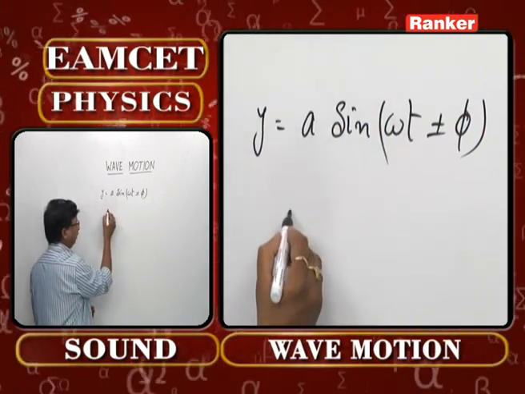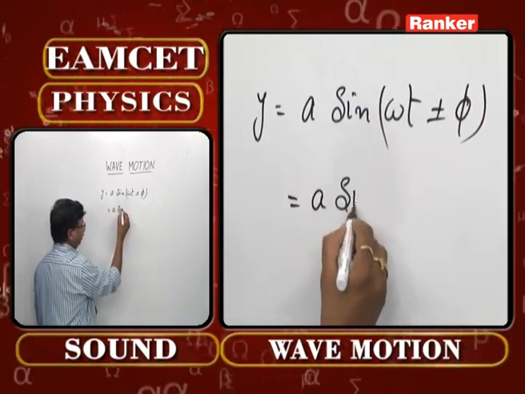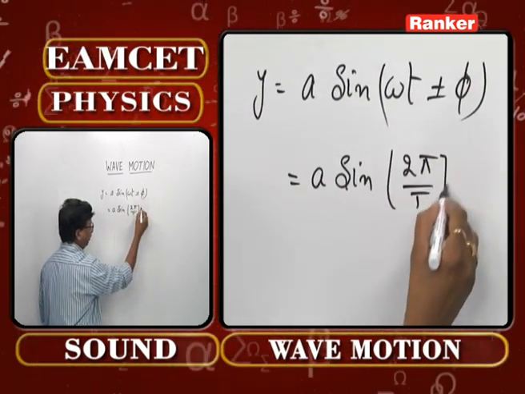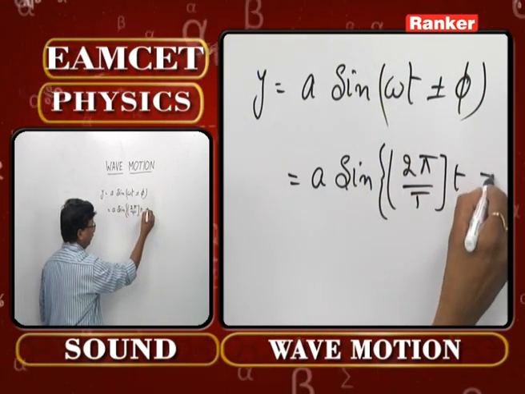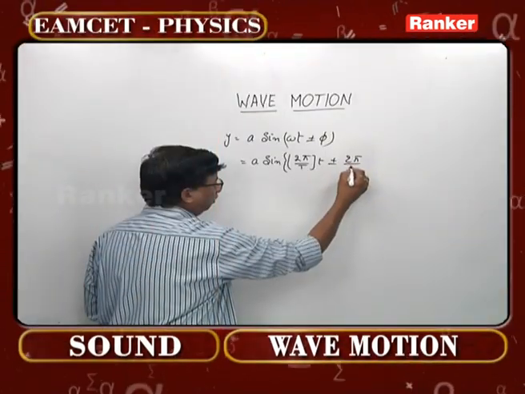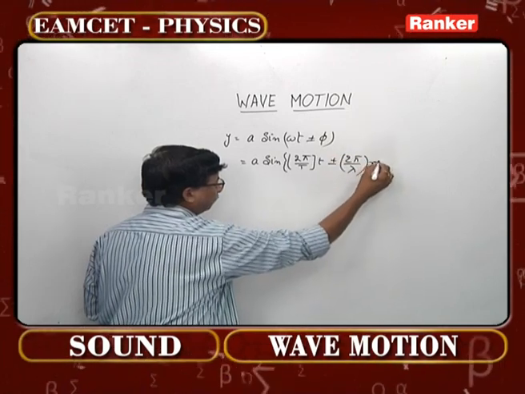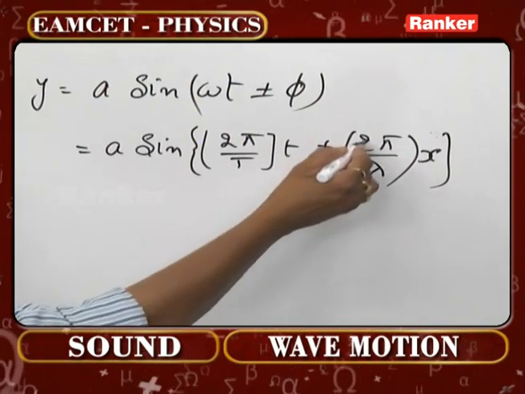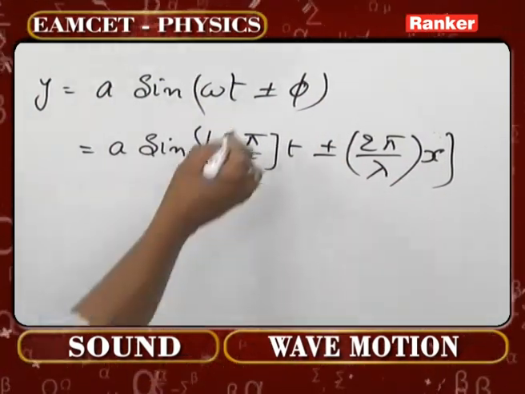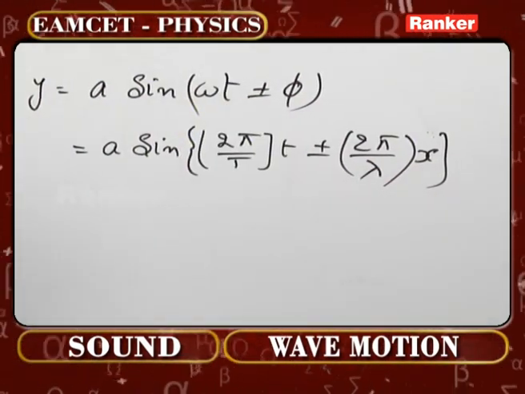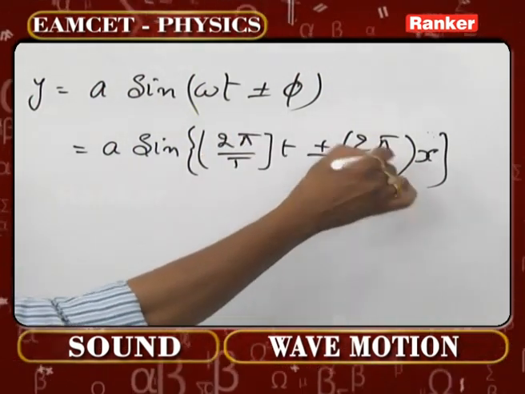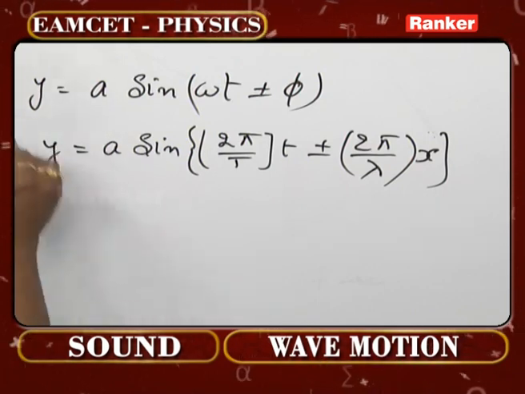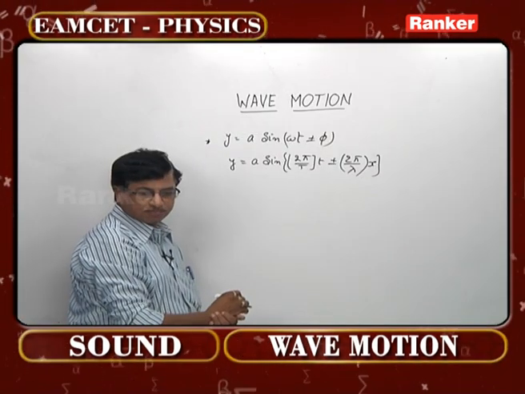Out of that, we can even rewrite the same this way: a sin of (2 pi by capital T into small t plus or minus 2 pi by lambda into x). Here capital T represents the time period, and 2 pi by lambda into x is equal to phi. In fact, there is a relation between phase difference and path difference of the wave. So this is the general equation for a progressive wave, based on which they may ask you questions.